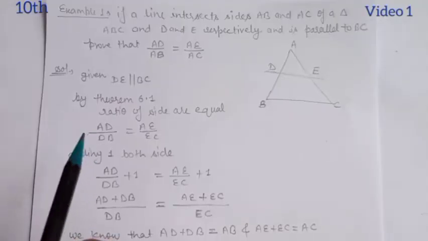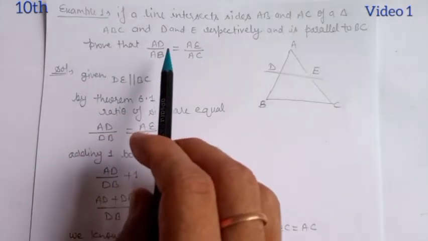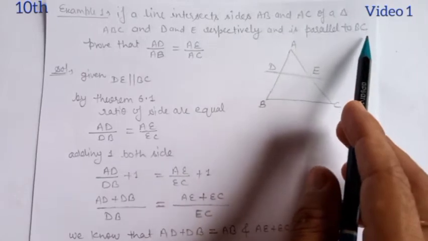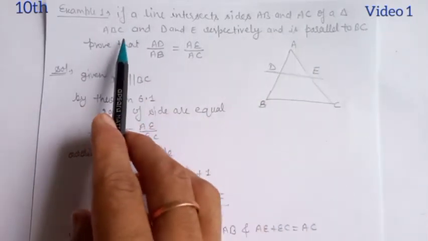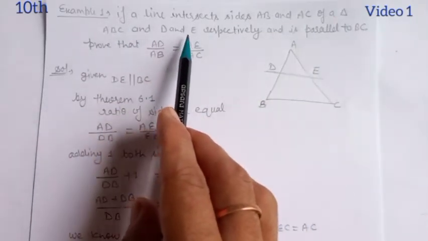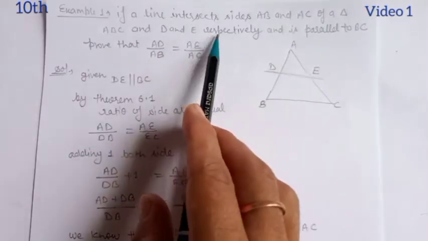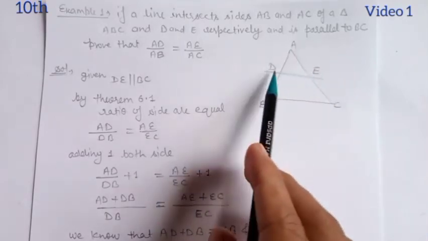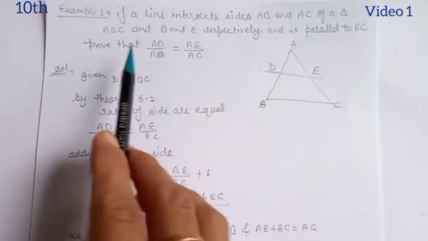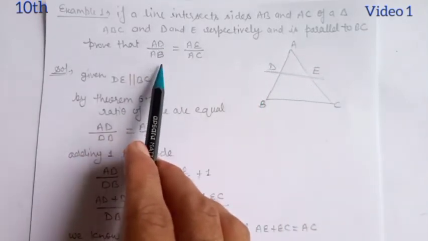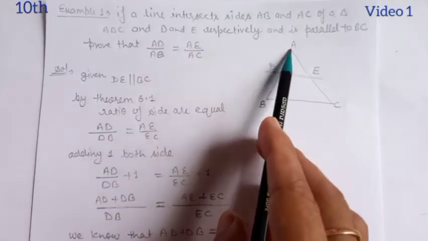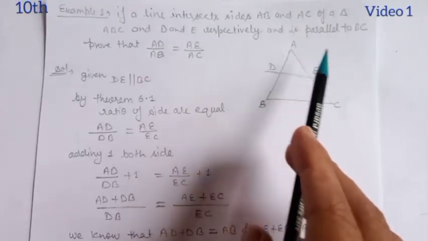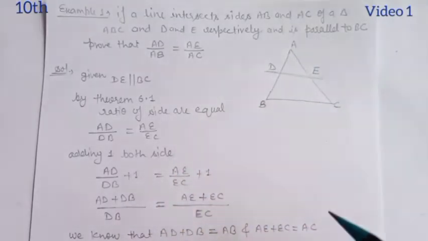Now let's start example 1. If a line intersects sides AB and AC of a triangle ABC at D and E respectively, and is parallel to BC, meaning DE is parallel to BC, prove that AD upon AB equals AE upon AC. So students, hope you understood the question.